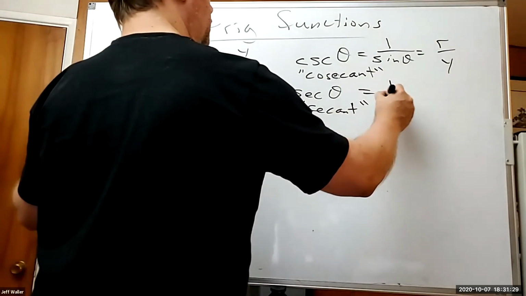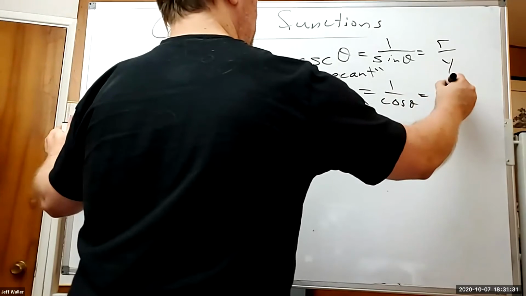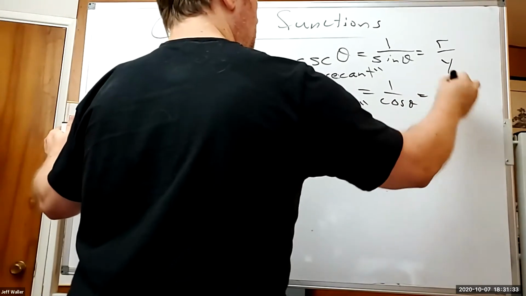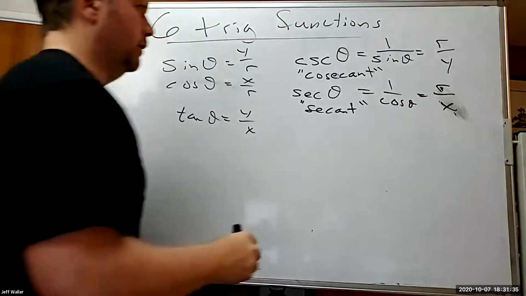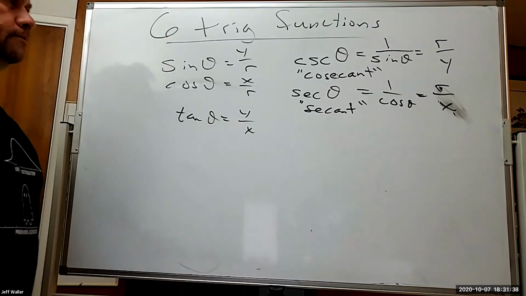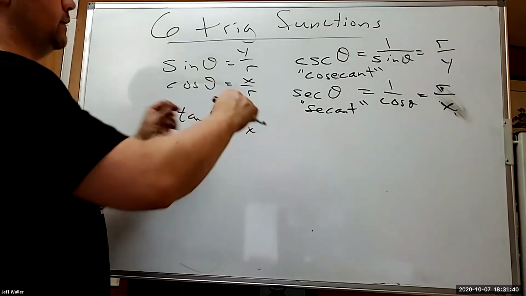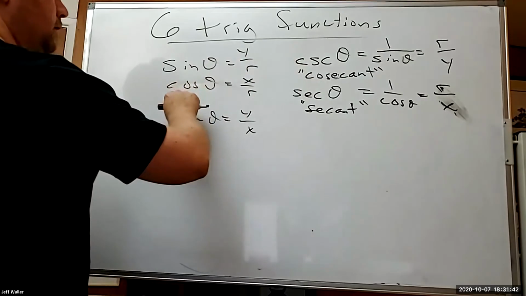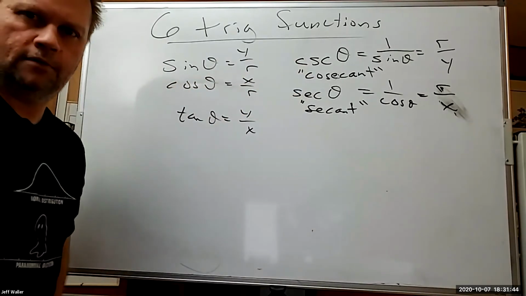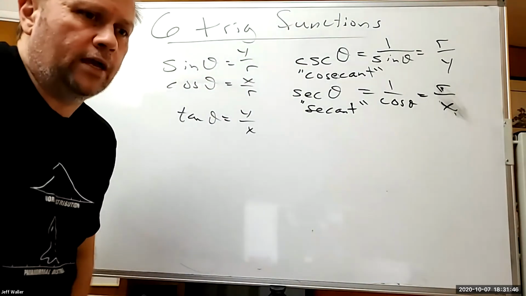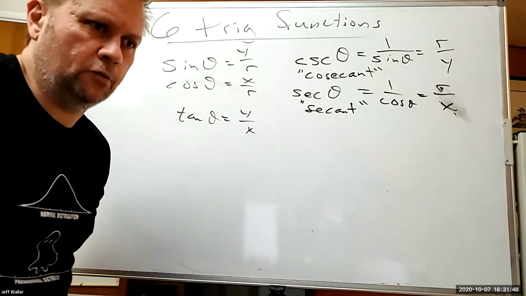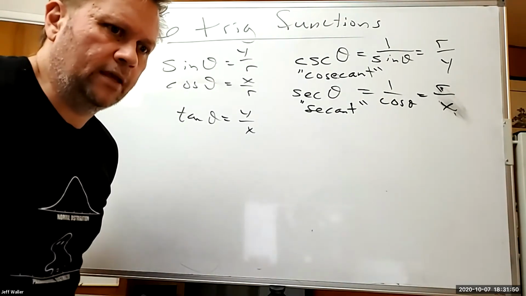So that's 1 over cosine. So that's x over r over x. Cosine on the brain. What I kind of like about this is s goes to c, c goes to s. Again, that's the way I have it in my brain. I don't know if it's going to work in your brain, but something has to work.